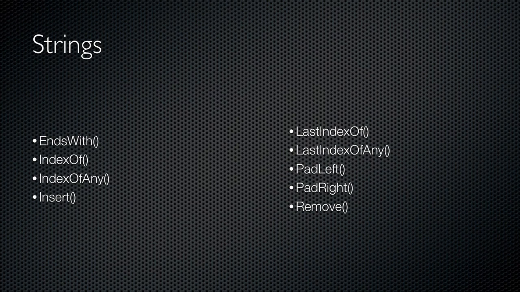Strings have a number of useful methods. In fact, much of the functionality provided by intrinsic functions in languages like VBScript is provided as methods of the string type in Windows PowerShell. Some of the more useful methods include EndsWith, which tells you if a string ends with a particular character or not. IndexOf and IndexOfAny help you find the location of a substring within a larger string. Insert allows you to insert a substring into a string. PadLeft and PadRight allow you to pad a string with spaces to make it meet a specific number of characters, while Remove allows you to remove a substring from a larger string.